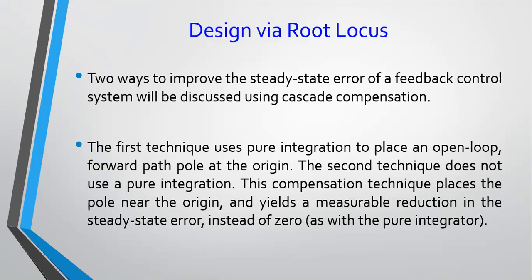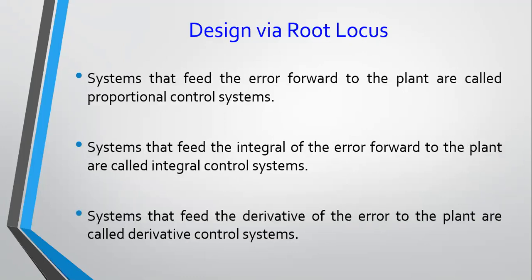So there are two ways to improve the steady state error of a feedback control system that we discuss using cascade compensation. The first technique we're going to discuss in this part of the video is known as a PI controller, by adding a pure integrator. A pure integrator is nothing but a pole at the origin, because we know integration relates to dividing by S. Now, the second method we'll be looking at later does not use a pure integrator. A pure integrator is an active component, which will require a power supply, whereas you can go for passive compensators, but we'll see what the implications are later.